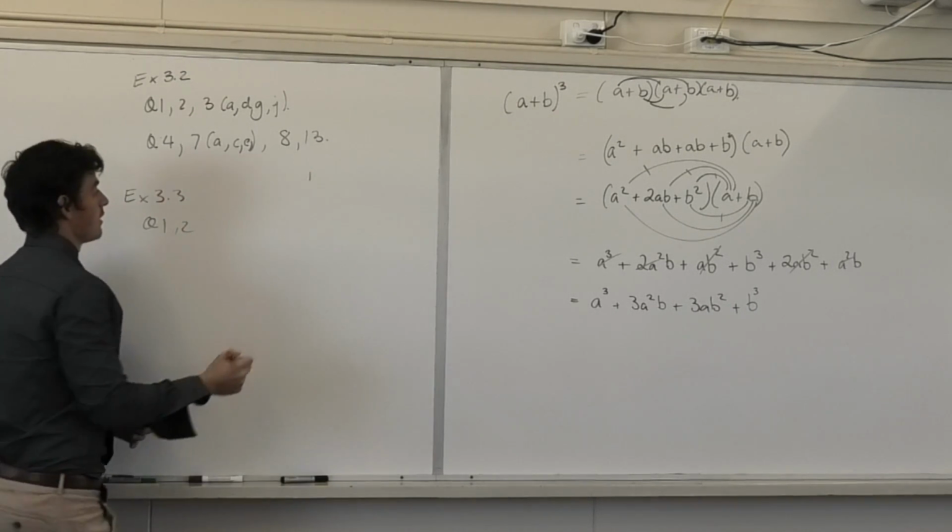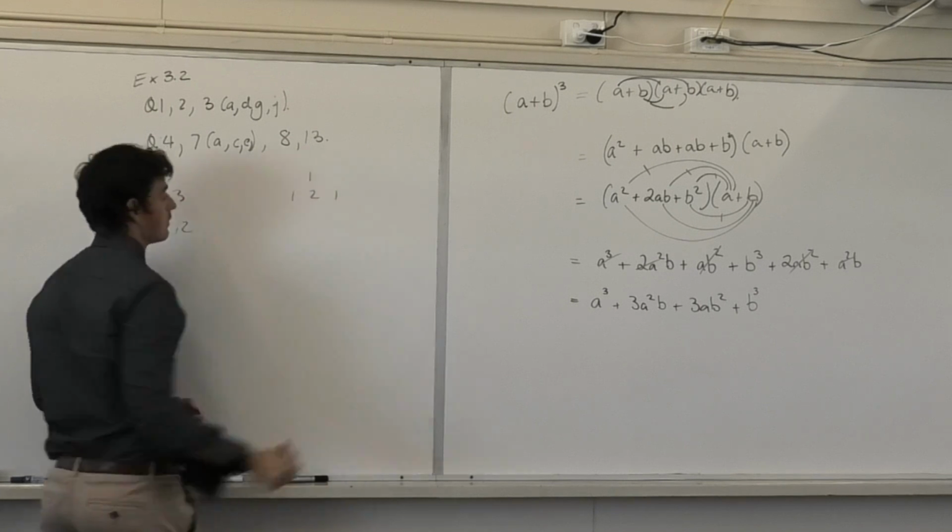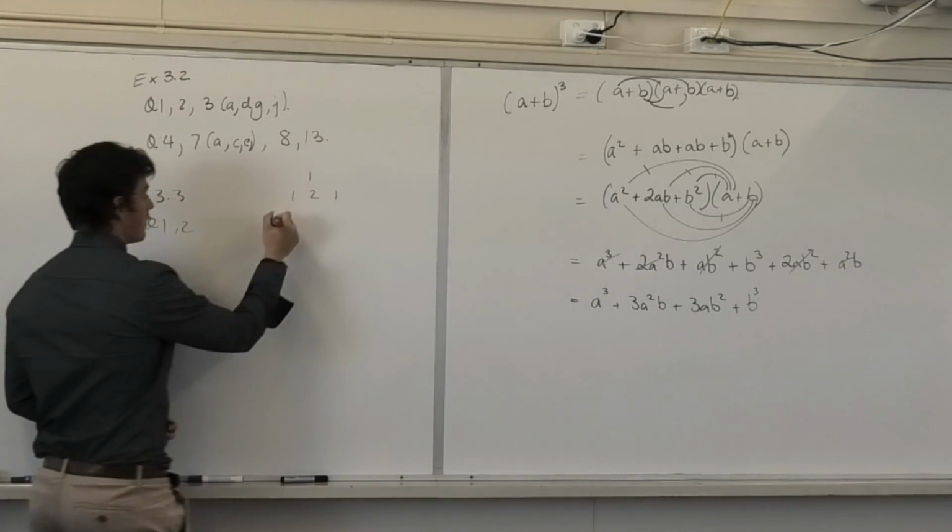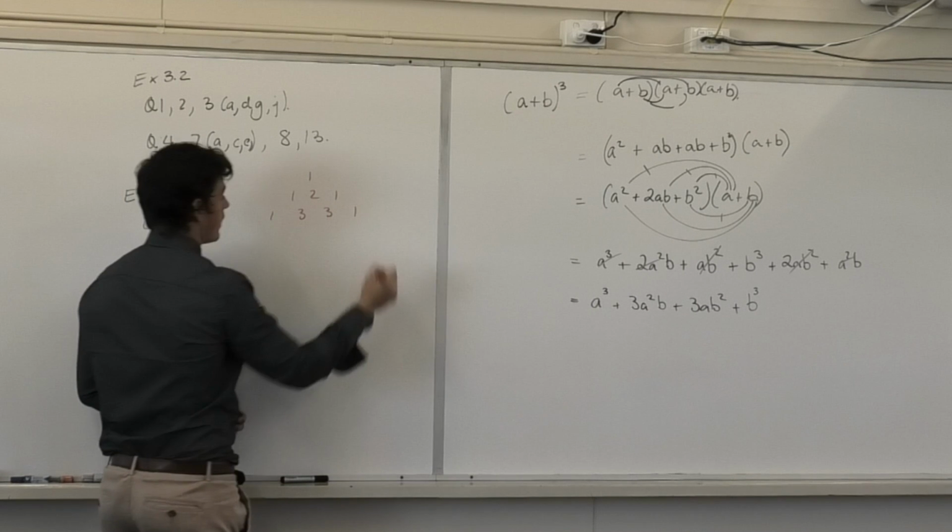1, 1. And then underneath we get 1, 2, 1. And then we get 1, 3, 3, 1.